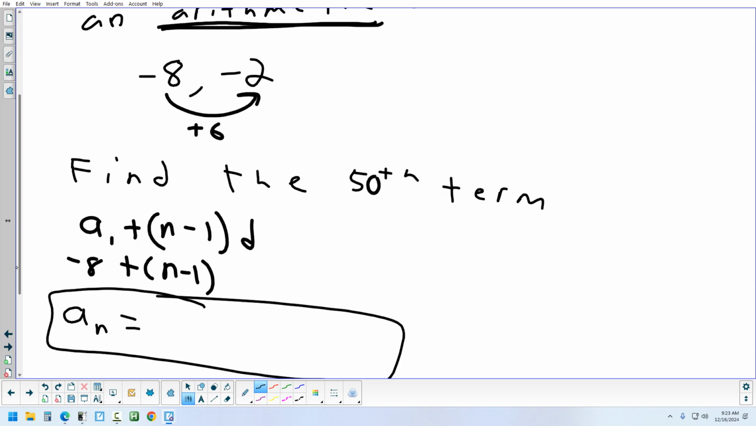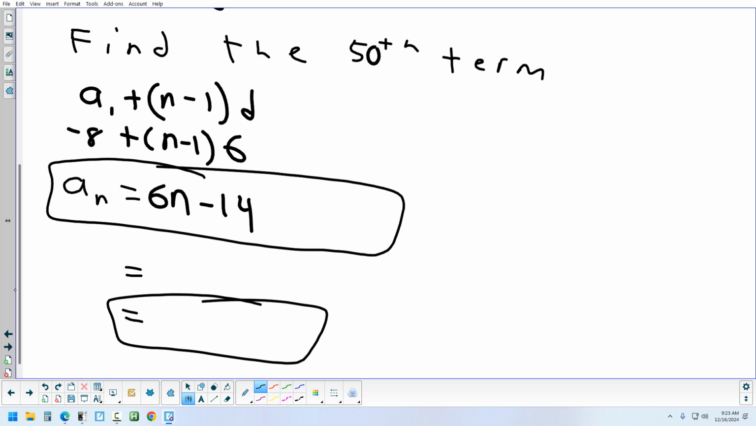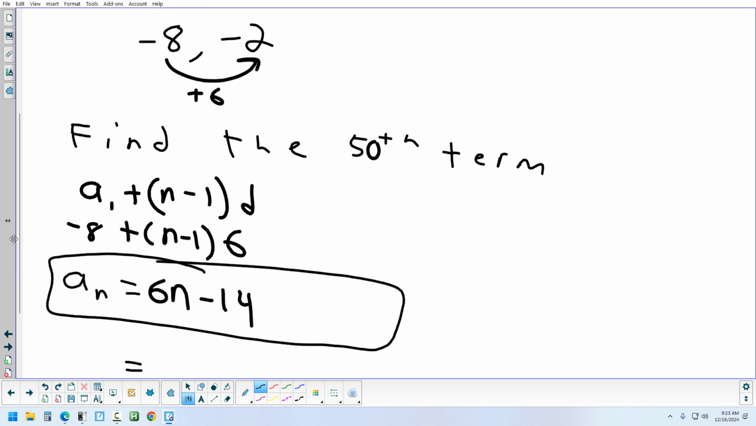So what does that mean my d is going to be? 6. Alright. So now 6 times n gives me 6n. And what about, Ricky, what's 6 times negative 1? Negative 6. What's negative 6 plus negative 8? Negative 14. Okay, there's your pattern. 6n minus 14.